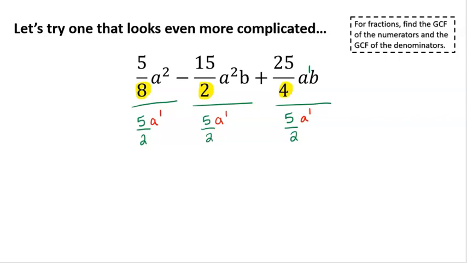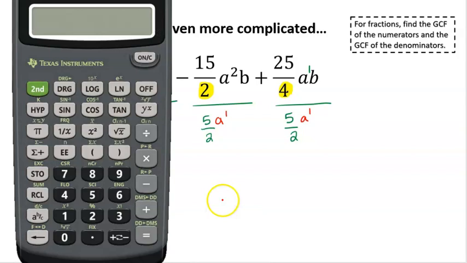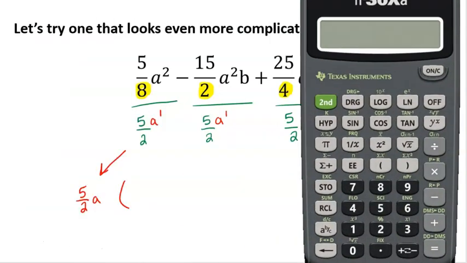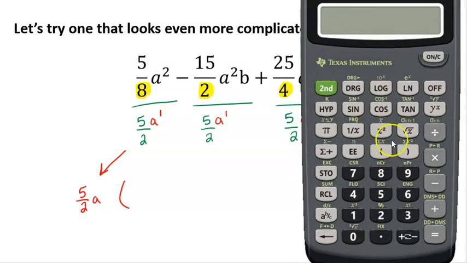And I have b in 2 of them, but not in the third. So I'm not going to include b in my GCF. And then from here, I put my GCF out to the side. So I have 5 over 2a, parentheses, and then I can just rely on my calculator for the rest of this.